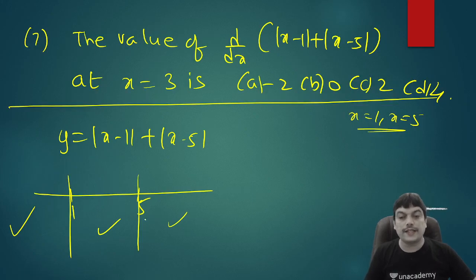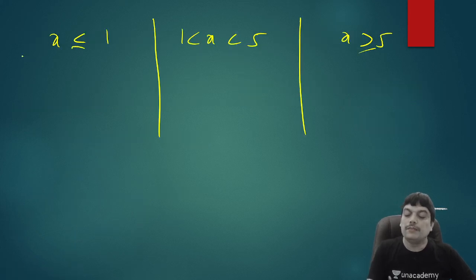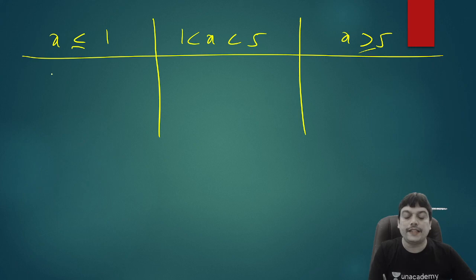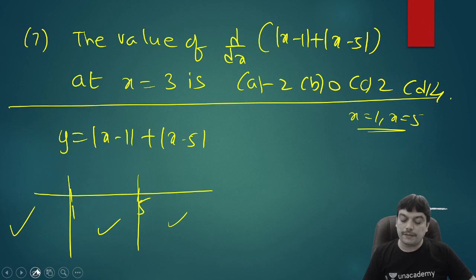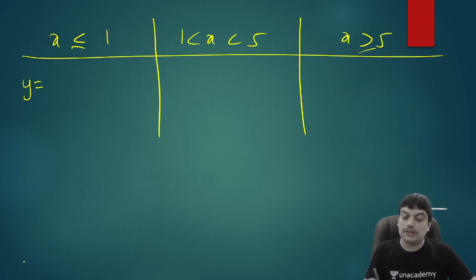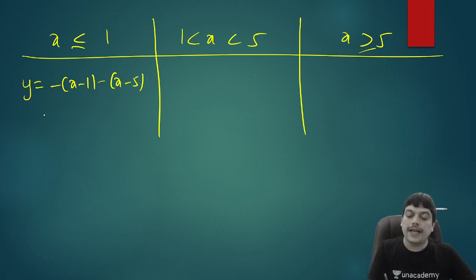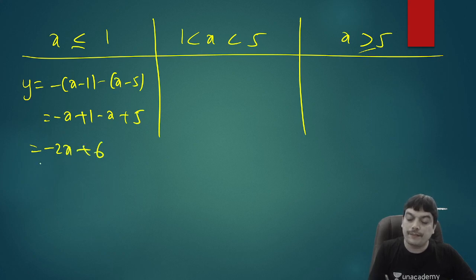Anything less than 1 is also less than 5. So both x minus 1 and x minus 5 are negative. Therefore, when you open the mod, what is the definition of mod? When something is positive, mod x is x. If it is negative, mod x is minus x. So when you open the mod, you have to write negative for both, because when x is less than 1, both are negative. So when you open the brackets, it gives you minus x plus 1 minus x plus 5. So it is minus 2x plus 6.